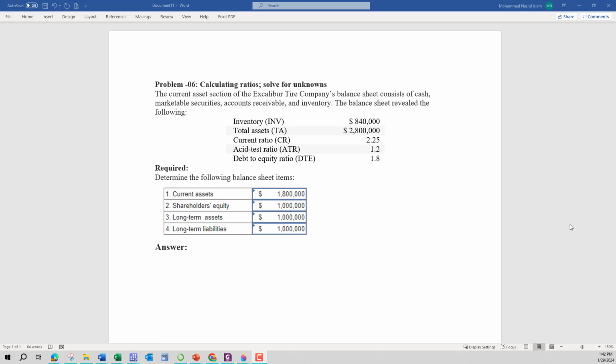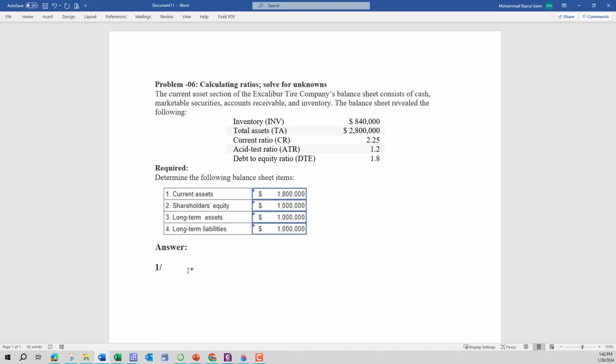Hello, welcome again. So in this part, we will solve problem number 6. It is a little tricky. We have been given some ratios and some numbers, and we have to calculate four different elements of the balance sheet: current assets, shareholders' equity, long-term assets, and long-term liabilities. So let's start with number one.